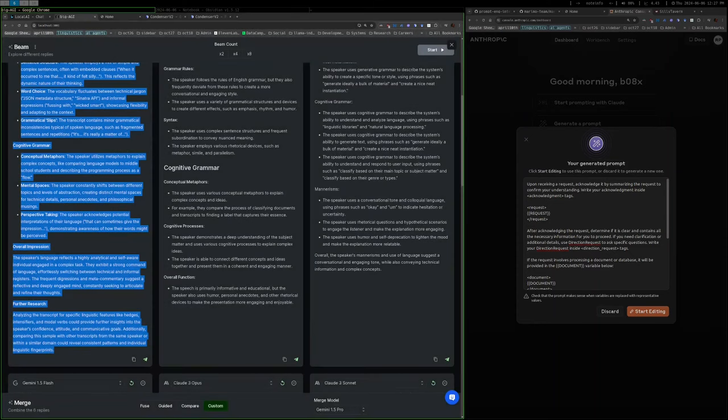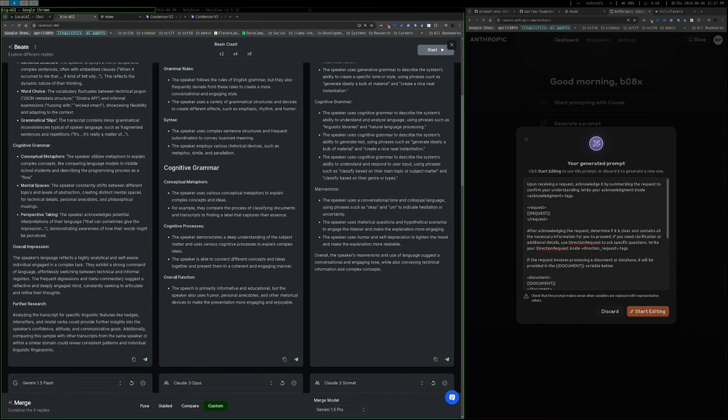Generative grammar, sentence structure. The speaker employs a mix of simple and complex sentences, often with embedded clauses.